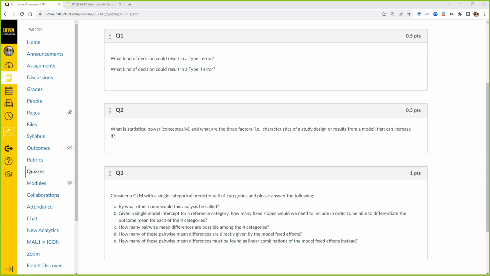And how many of those pairwise differences are given directly by the model? 3, yes, because we had the 3 fixed slopes. So we're going to have those 3 directly given by the model. And how many did we have to get by ourselves with linear combinations? 3. So those 6 total are the 3 from linear combinations and the 3 implied by the model.